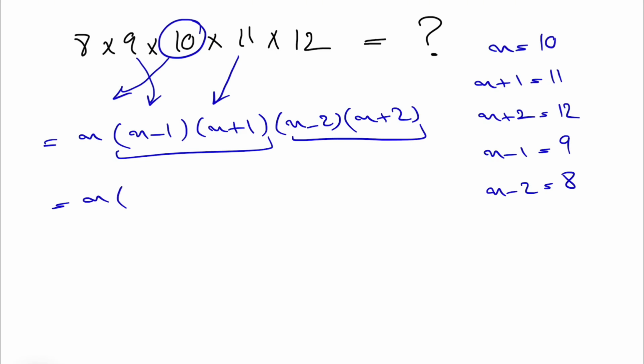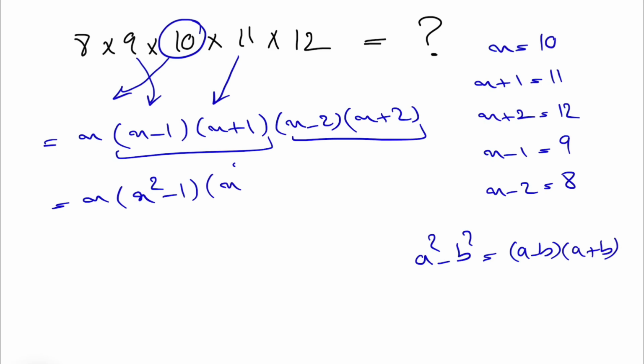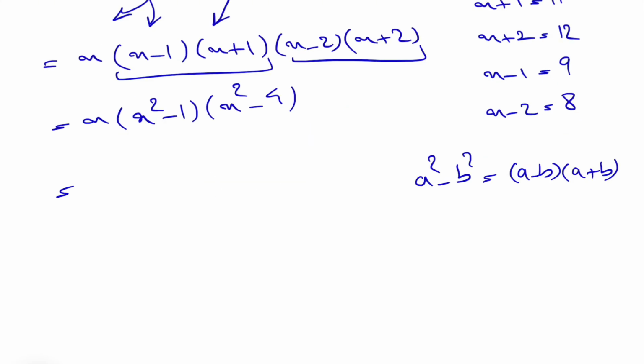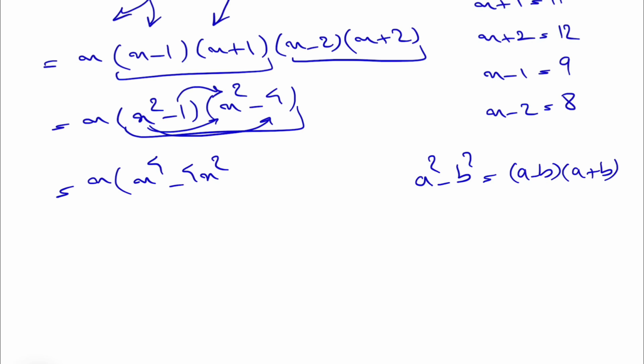So we'll have x squared minus 1, using the difference of squares, where we have a minus b times a plus b. And the same for the other pair, we have x squared minus 4. If we want to simplify these two expressions, we have to multiply this one by this one. So we have x to the 4 minus 4x squared, and then this one times this one, so minus x squared plus 4.